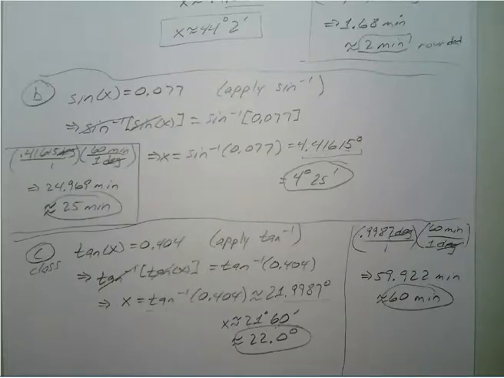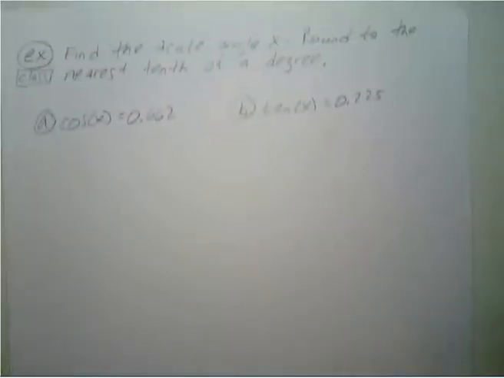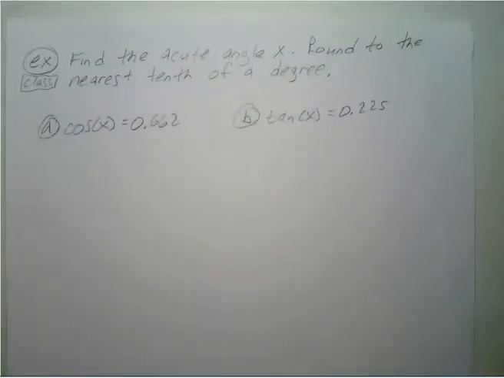All right. So if you are still writing, of course, feel free to pause it and finish up. But let's go ahead and move on to our last example. Okay, so what I want you to do is find the acute angle x and round to the nearest tenth of a degree. So you have cosine of x equals 0.662 and tangent of x equals 0.225. So go ahead and press pause and solve this one on your own.